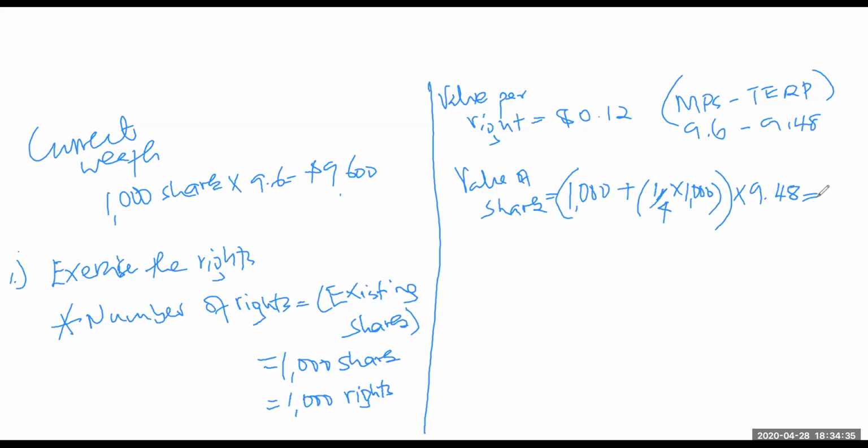Don't forget the offer has already expired. She has taken up the shares. The share price did drop from 9.6 all the way to 9.48. That gives the value of the shares for this investor after the offer expires. And what do you get for the total wealth of this investor? Now it's clear: 1,000 were the old shares, the 250 are the new shares she's going to get, but the value per share decreased to 9.48.